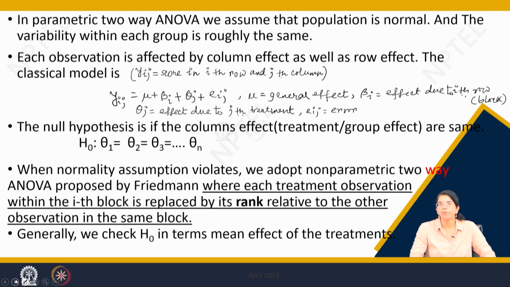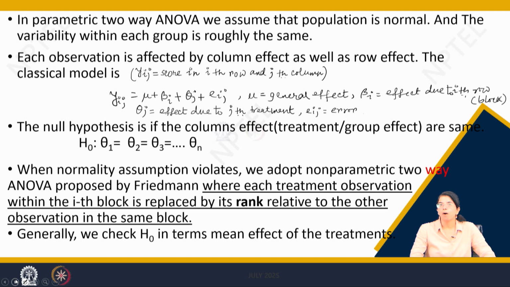In parametric two-way ANOVA, we assume that the population is normal. That is a necessary assumption one has to make while going for parametric two-way analysis of variance, or ANOVA in short, and the variability within each group is roughly the same. That is another assumption, otherwise called the homoscedasticity assumption. Each observation is affected by the column effect as well as the row effect.